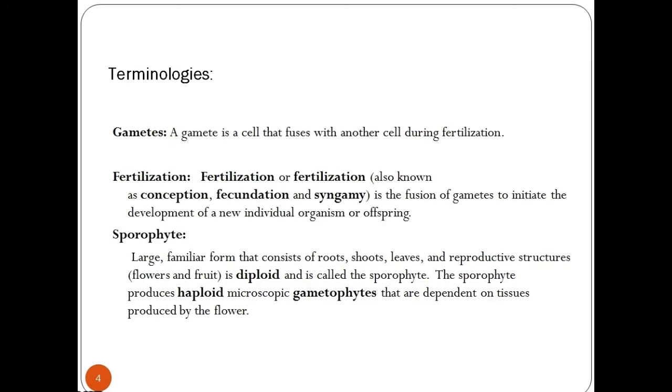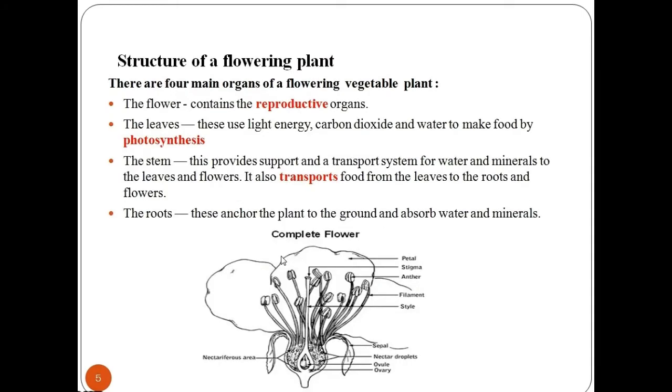Asexual reproduction produces new individuals without the fusion of gametes, genetically identical to the parent plants and each other, except when mutations occur. Let us study in detail the structure of a flowering plant. A flowering plant contains the leaves, the stem, and the roots. The leaves use light energy, carbon dioxide and water to make food by photosynthesis. The stem provides support and a transport system for water and minerals to the leaves and flowers. It also transports food from the leaves to the roots and flowers. Roots anchor the plant to the ground and absorb water and minerals.